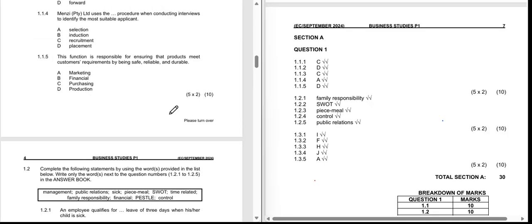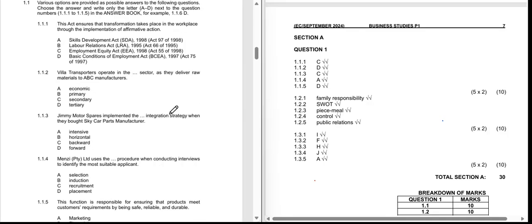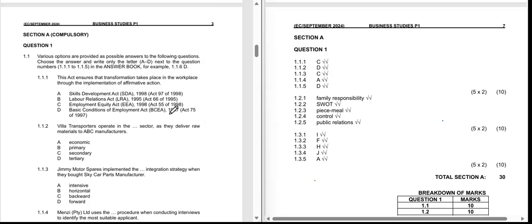Okay, so this is our first section. This is a multiple choice first section. This section is compulsory when you're writing it in an exam. So question 1, various options are provided as possible answers to the following questions. Choose the answer and write only the letter A to D. Okay, so let's look at question 1.